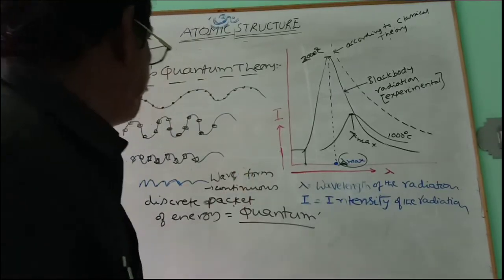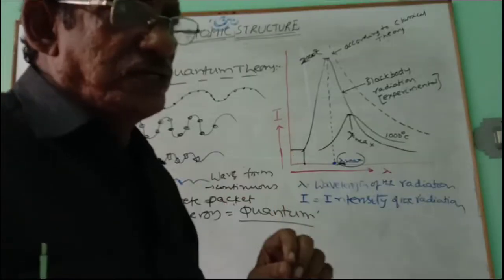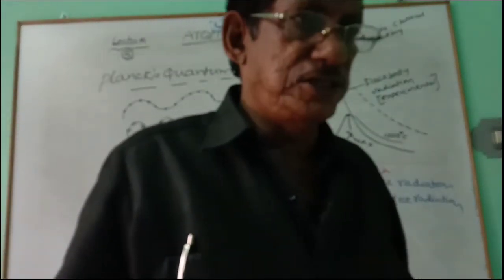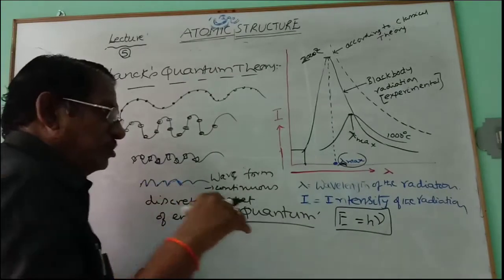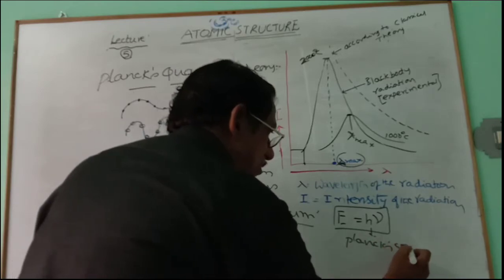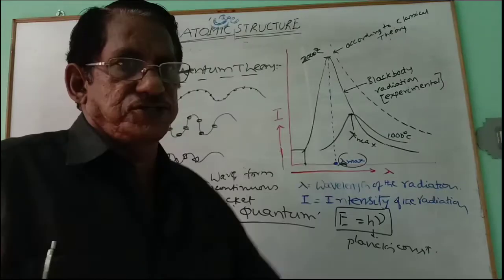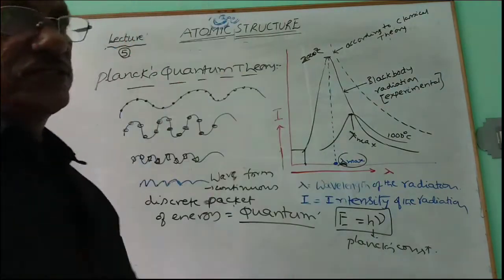Okay, this is Planck's quantum theory. Every radiation is composed of tiny particles of energy. Those are called quanta. And the value of a quantum, what is it? The energy of a quantum is given by the equation E is equal to h nu, where h is called Planck's constant. Nu is the frequency of radiation. As the frequency of radiation is increased, the energy associated with the radiation is also increased. That means the quantum value is increased.